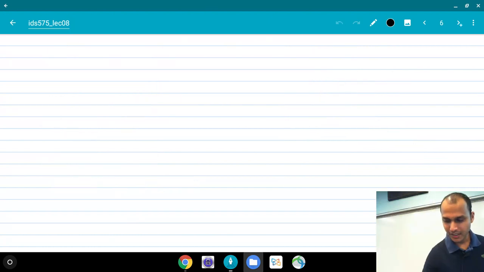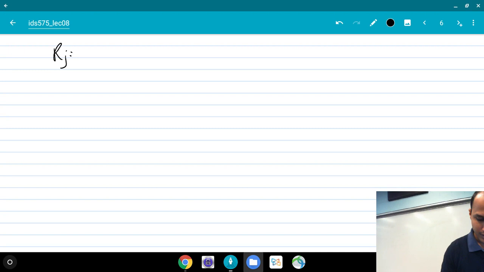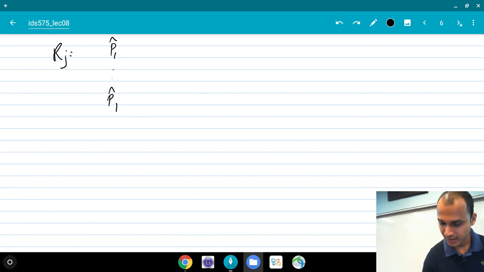Okay, let's look at classification trees. For a classification tree, for each region, so for region Rj, I'm going to have k numbers, which are p hat 1 to p hat k. And what are these k numbers? Again, this is overloaded. K is the number of classes. Let me not use k. Let's say I have 3 classes. So p hat 1 to p hat 3.